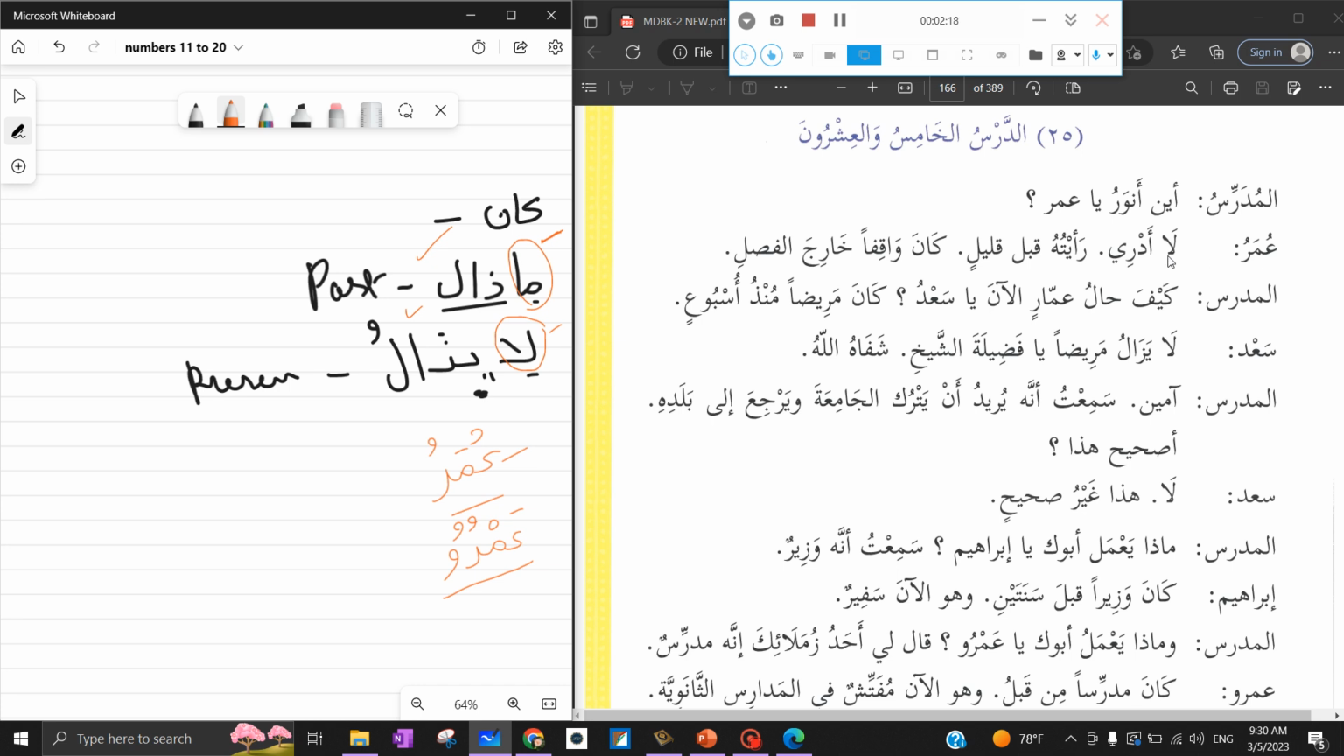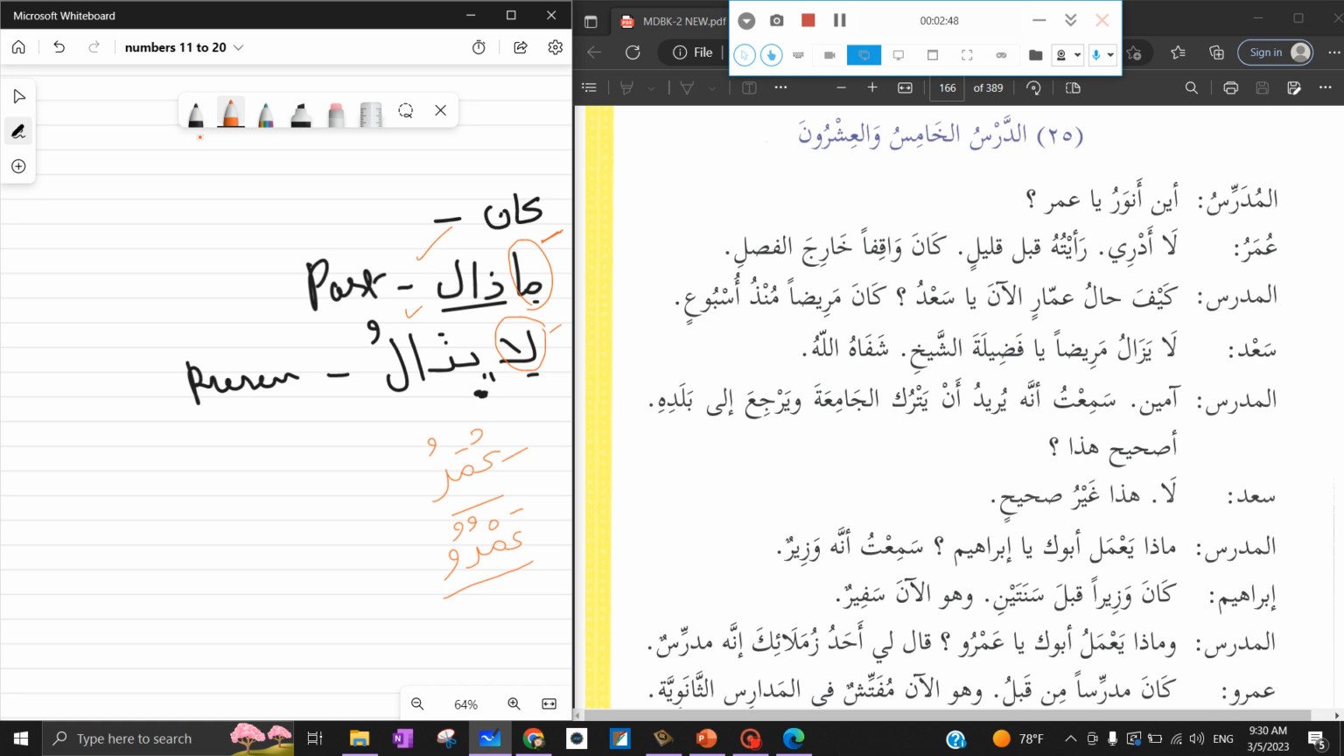Umaru says La adri. Adri means I don't know. This is present tense, with alif for ana. Wa ra'aytuhu. Now this is a past tense. Ra'ay, past tense. This ta is fa'il and hu is maf'ulun bihi. So in one verb we have two damirs attached. One is in the place of fa'il and the other in the place of maf'ul bihi.